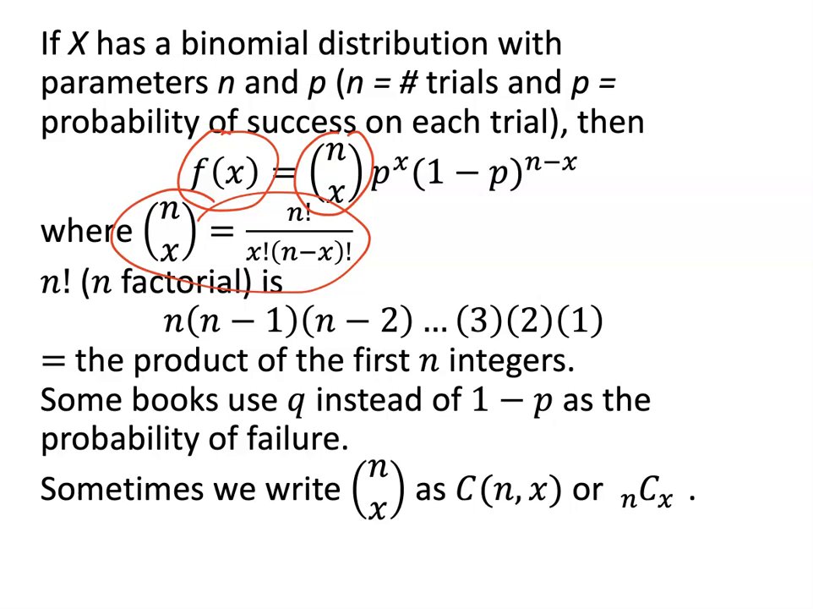What do we mean by n factorial? Well, n with the exclamation point looks like n, but it's not. It's n factorial. That's n times n minus 1 times n minus 2, and so on, times 3 times 2 times 1. In other words, it's the product of the first n integers. Some books use q instead of 1 minus p as the probability of failure. And sometimes we write n choose x as C of n, x or nCx because it's also the number of combinations of n objects chosen x at a time.